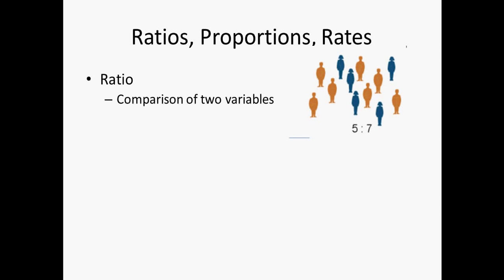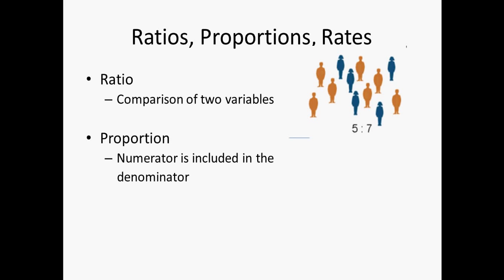If we have a group of 12 individuals, we can take a ratio of females to males. In this case, the ratio of females to males is 5 to 7. What's a proportion? In a proportion, we have again a numerator and a denominator. However, the point to remember is the numerator is included in the denominator, or in other words, the numerator is a part of the denominator. So if I have to find a proportion of women in the example which we used for ratio, it will be 5/12, which is equivalent to 0.42.